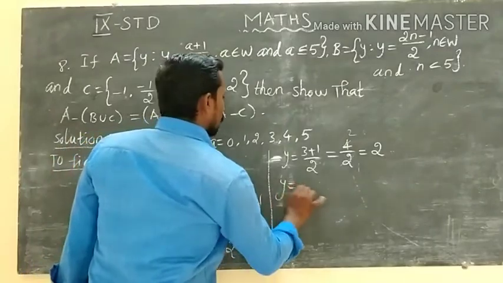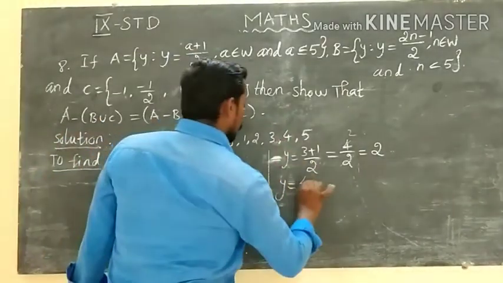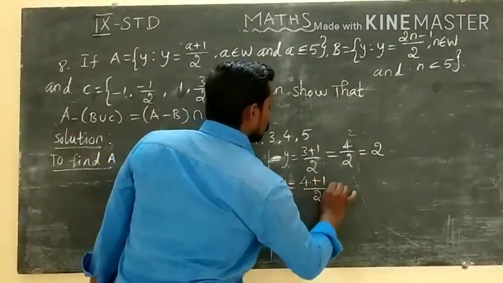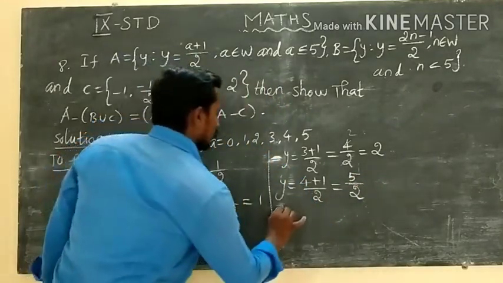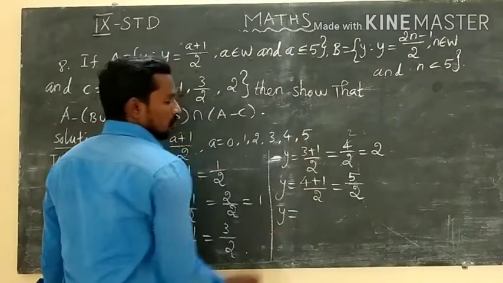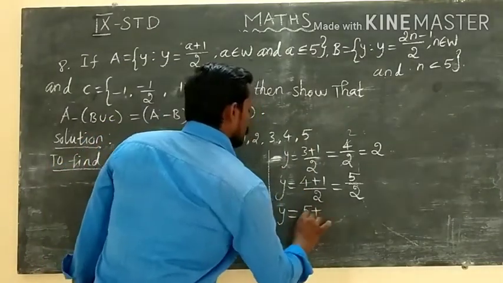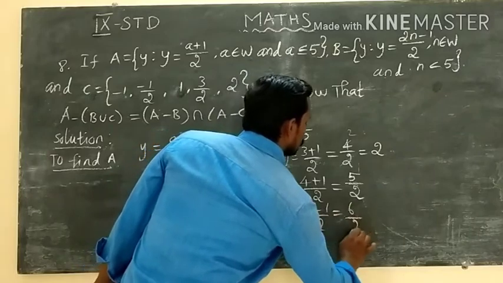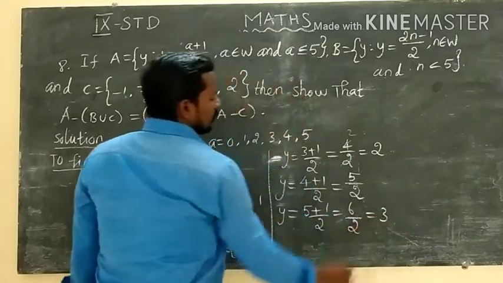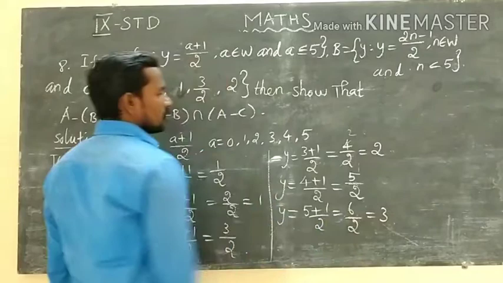Next y is equal to, now replace a by 4, so (4 plus 1) divided by 2 is equal to 5 by 2. Then replacing a by 5, y is equal to (5 plus 1) divided by 2, which is equal to 6 by 2, so equivalent to 3, because 3 2s are 6.